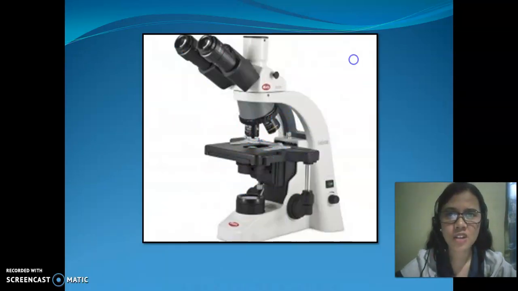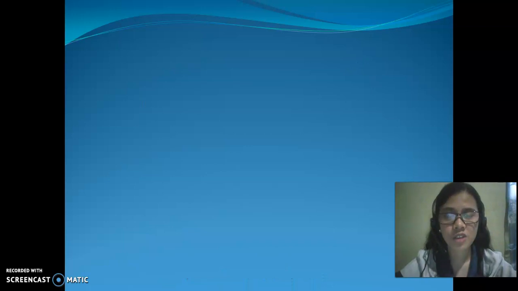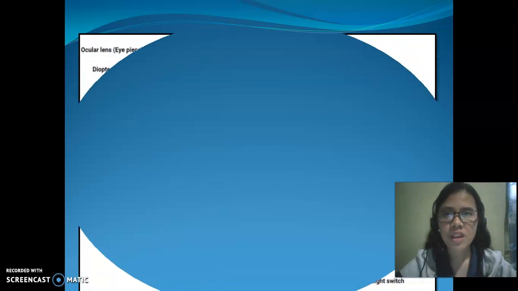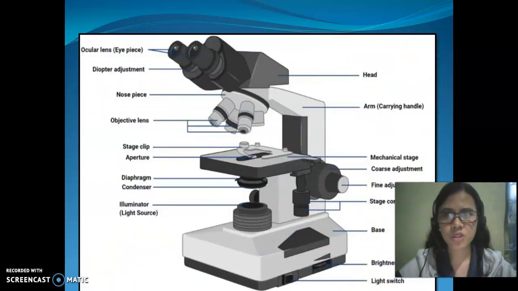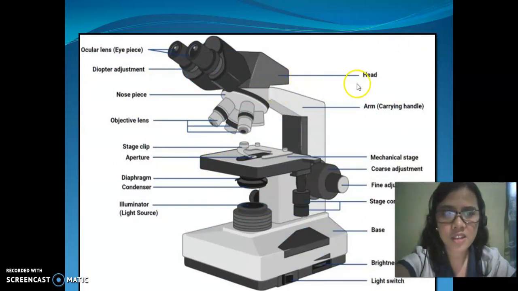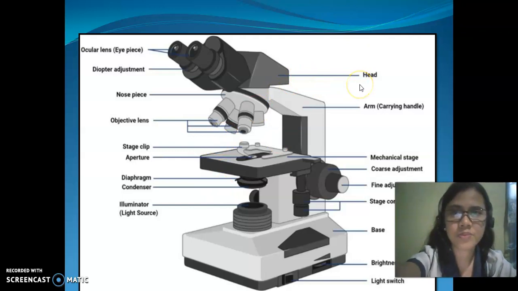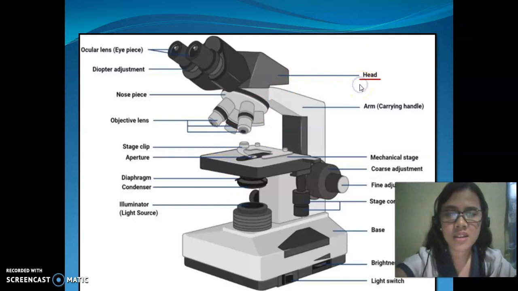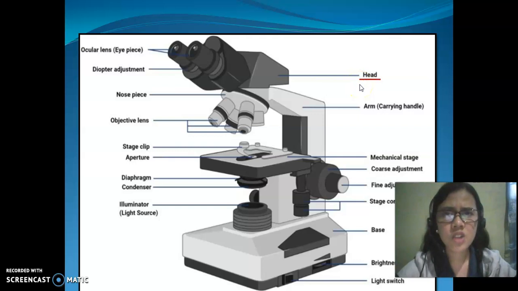Now let's move on to the parts of a microscope. There are 3 structural parts of the microscope: the head, base, and arm. The head, also known as the body, carries the optical parts in the upper part of the microscope.